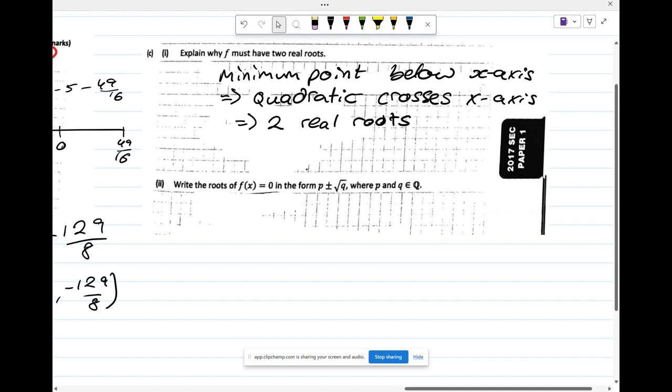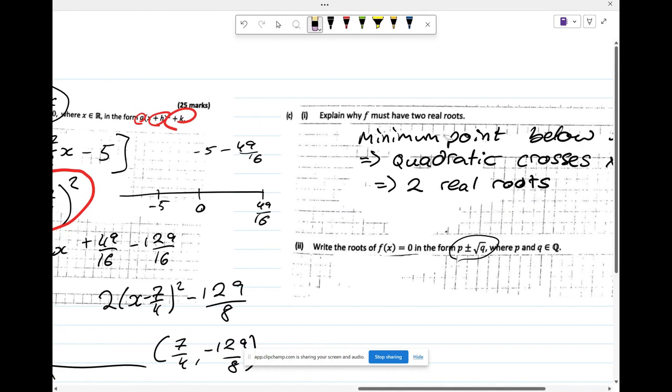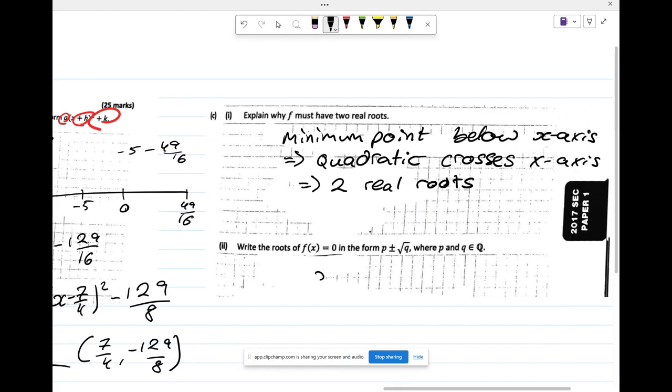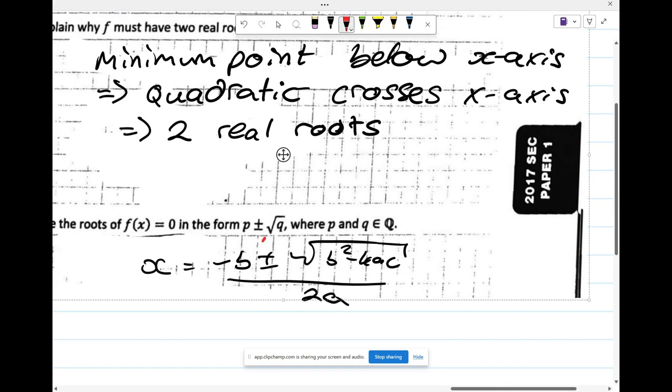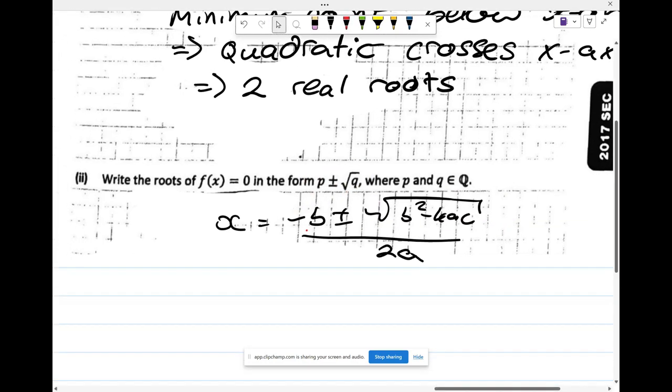Okay, and so the very last part is write the roots of f of x equal to 0, so that's up here, in the form p plus or minus the square root of q. And so, well, how do we get our roots? Well, we know we have a formula for that. That's minus b plus or minus the square root of b squared minus 4ac all over 2a. And they're giving us a little hint that we can use this because they want the solutions in this form anyway. So they want a number plus or minus a square root. So we kind of know they want us to use the formula.